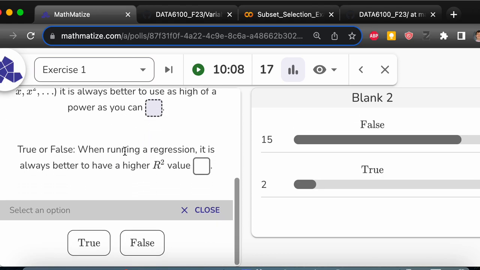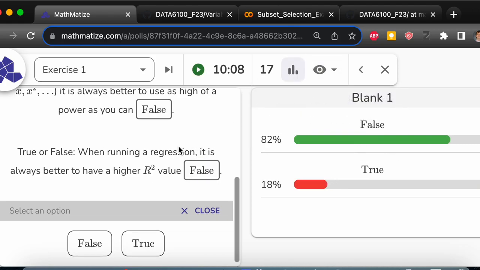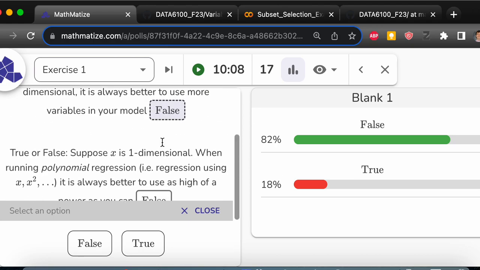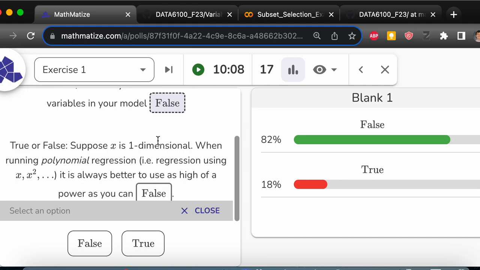Okay. Last one, true or false? When running a regression, it's always better to have a higher R² value. If you run it twice, you always want to pick the one with the higher R² value. And this one, 13 to 4. So not quite as clear-cut as the other ones, but also false. All 3 of them were false. So you don't always want a higher R² value. And in fact, the more variables you use, the higher the R² value you get.